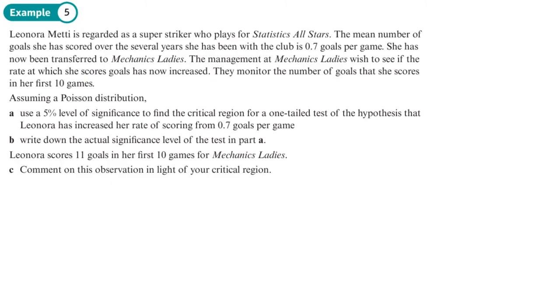Right, we've got this lady football player or striker who's normally scored 0.7 goals per game. She's been transferred to a new team and they want to see whether her rate of scoring goals has increased from 0.7. So they look at the number of goals she scored in 10 games. We're told we're going to be using a Poisson distribution with a 5% level of significance. We want to find the critical region for a one-tailed test. Well, we know it's a one-tailed test because it talks about an increase, not a change. And it repeats the phrase here that she's increased her rate of scoring from 0.7 goals a game.